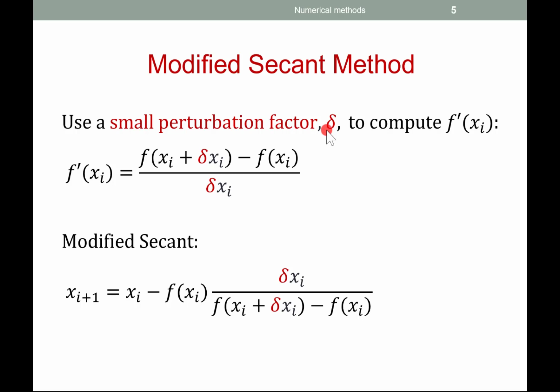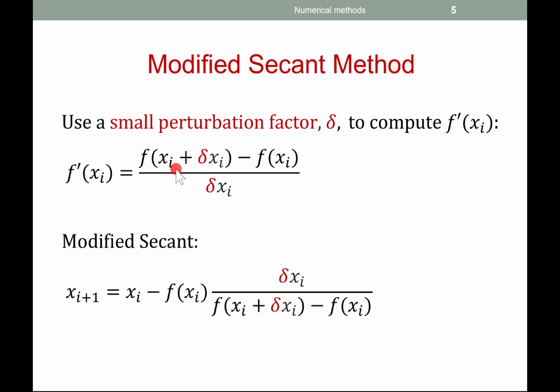So basically what we did is we estimated the derivative, but instead of taking 2 points, we took this initial point, and then the second point is basically xi plus the small factor multiplied by xi.